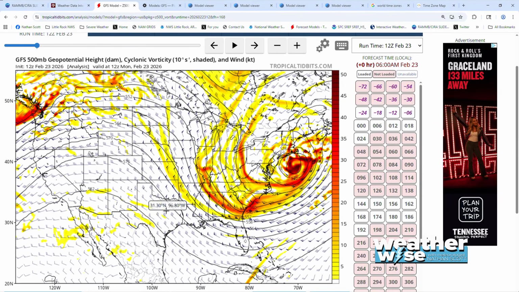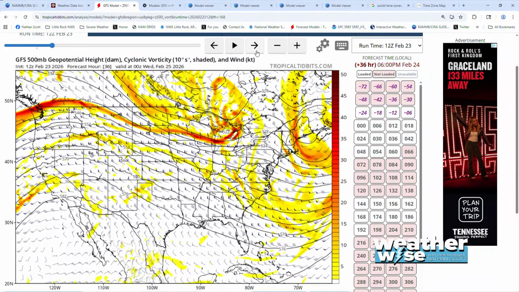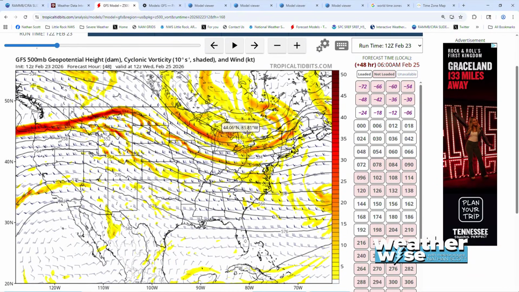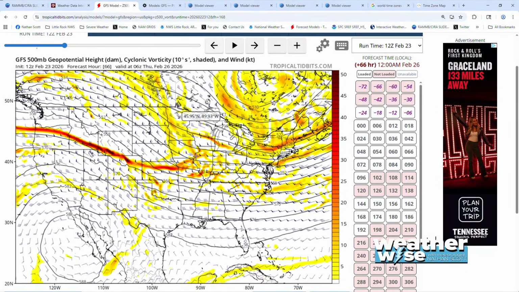And we are looking at not pressure lines here. These are not constant lines of pressure. These are constant lines of height. And as we go through, you see how this changes. That wave moves out. Here comes another wave over the Great Lakes. And then there's a little disturbance right here.